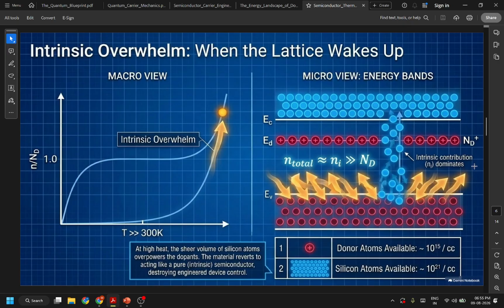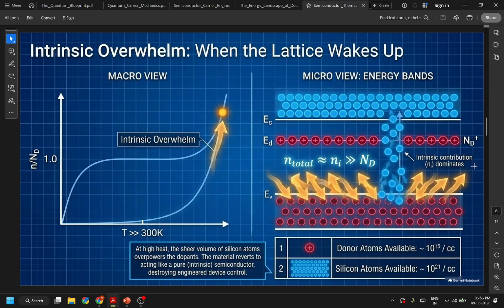Now when you go to even higher temperatures, at high heat the sheer volume of silicon atoms overpowers the dopants. The material reverts to acting like a pure semiconductor, destroying the engineered device control. So at very high temperatures, all the electrons from the valence band shift to the conduction band, resulting in a massive amount of electrons in the conduction band and a massive amount of holes in the valence band.